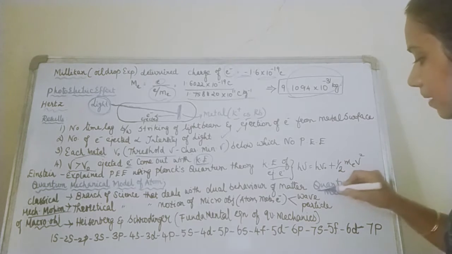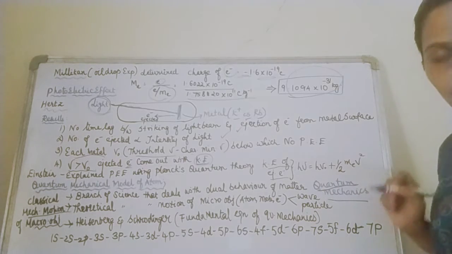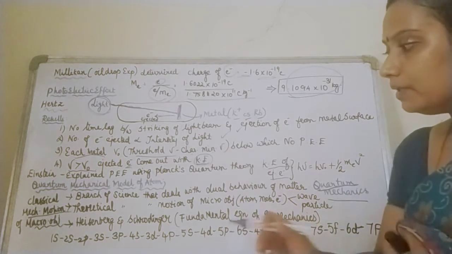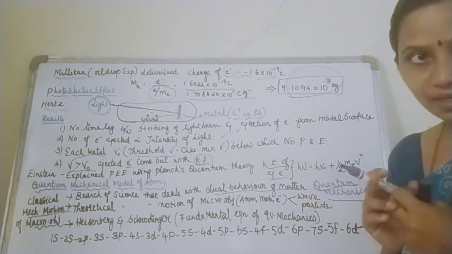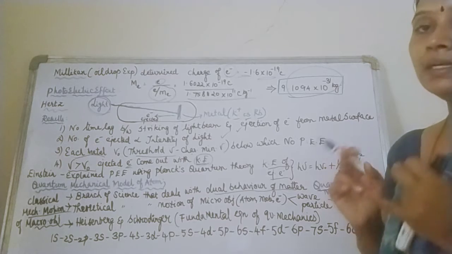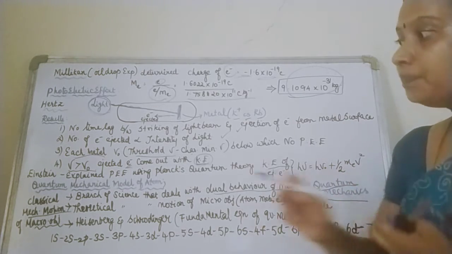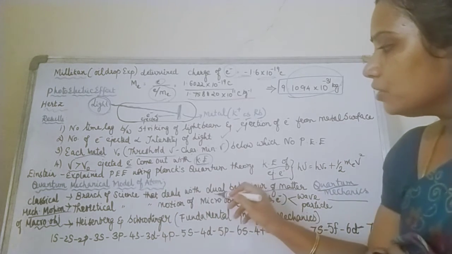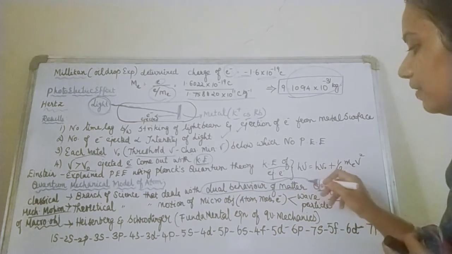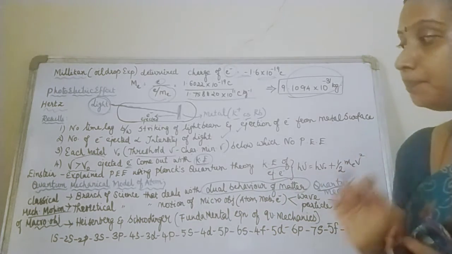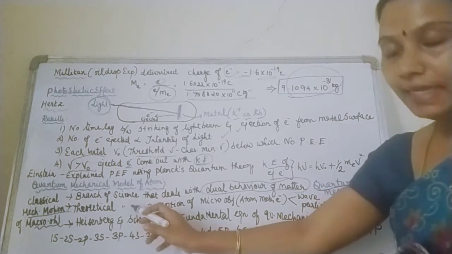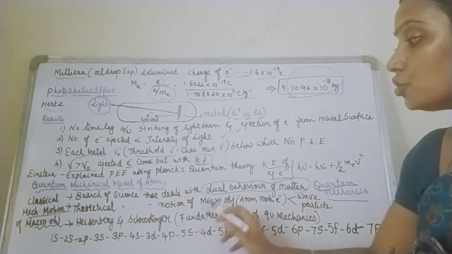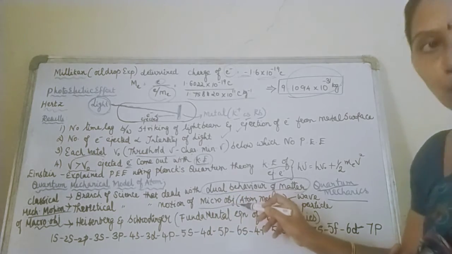So what is quantum mechanics? It is a branch of science that deals with the dual behavior of matter. The two behaviors of matter, which I have already explained to you, are wave nature and particle nature. So quantum mechanics deals with the dual behavior of matter. Clear to you? It is otherwise called a theoretical science that deals with the motion of microscopic objects.